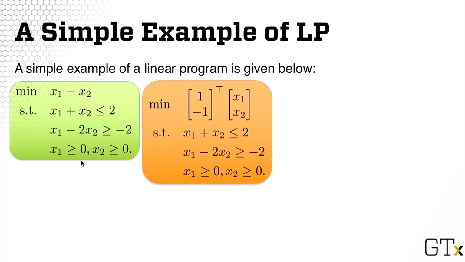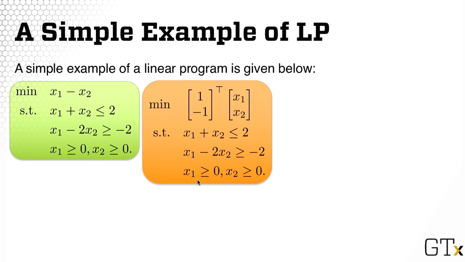I can also write the same linear program in the vector form. For example, the objective function here can be written as an inner product between the variable and the coefficient, where the coefficient is 1 and negative 1, which correspond to the coefficient for x1 and the coefficient for x2, which is negative 1. I can do the same for all the constraints. For example, x1 plus x2 less than or equal to 2 can be written as a vector 1 and 1 inner product with x1 and x2. I can do the same for all of them.